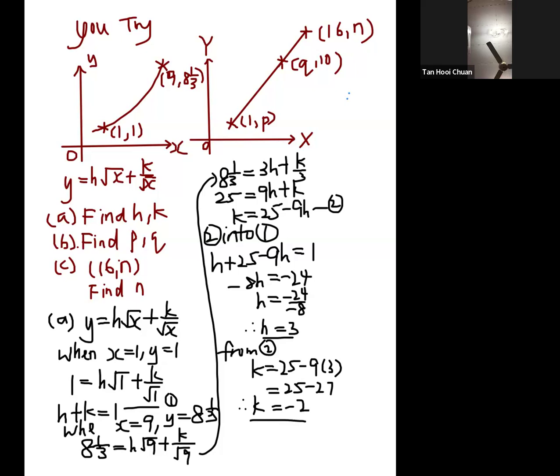Any questions? After you get your h and k already, that's part A only. Now we're going to go to part B. I think I need to erase the whiteboard. You screenshot first. I copy down the answer because I need the answer for part B. Okay, screenshot already. I show you part B now.